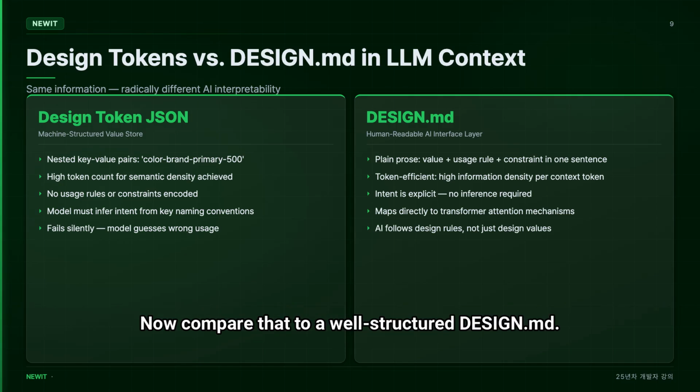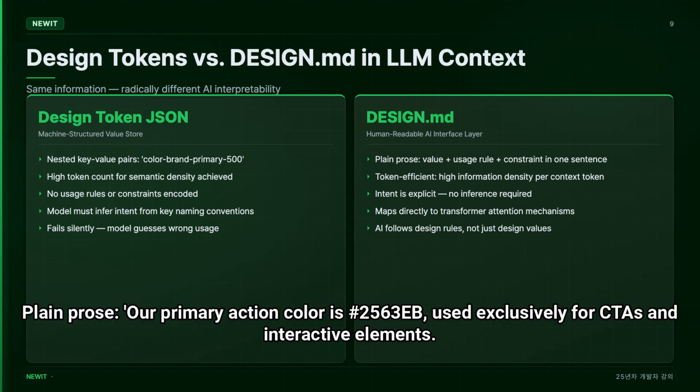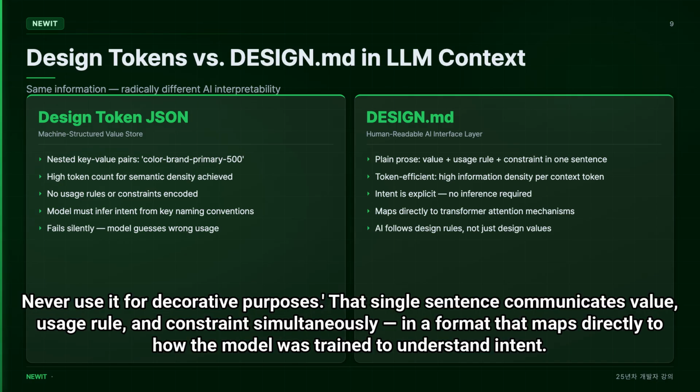Now compare that to a well-structured DESIGN.md, plain prose. Our primary action color is used exclusively for CTAs and interactive elements. Never use it for decorative purposes. That single sentence communicates value, usage rule, and constraint simultaneously.